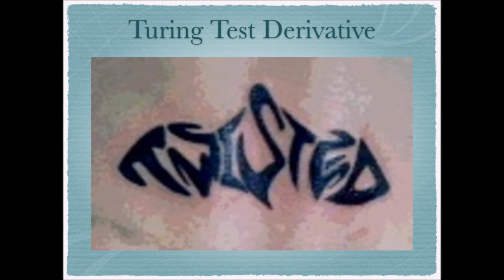A derivative of the Turing Test is designed to tell computers and humans apart. The Turing Test was administered by humans targeting machines. The derivative test is administered by a machine targeting humans. And you see here the letters T, W, I, S, T, E, D, which we can read, but presumably a computer cannot. And you've all seen this type of question when you're trying to fill out an application online, and it wants to determine that you're not a robot.